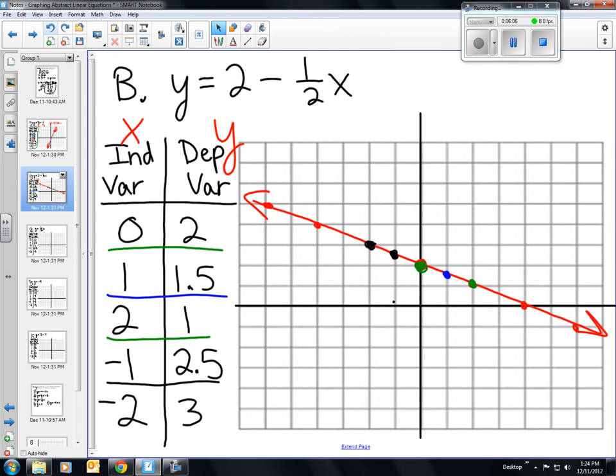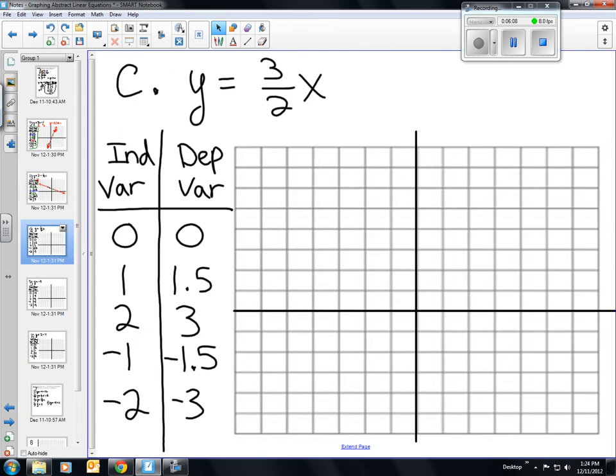Let's now look at part C. So part C again, the independent variable is x, dependent variable is y. And in this equation at the top here we have the y-intercept is 0. So our starting point is going to be 0, 0. And that makes sense with what we have on our chart here to the left. And then we're going to use the slope, 3 halves, so we're going to go up 3, right 2. Up 3, right 2. Or you can go down 3, left 2. Okay?